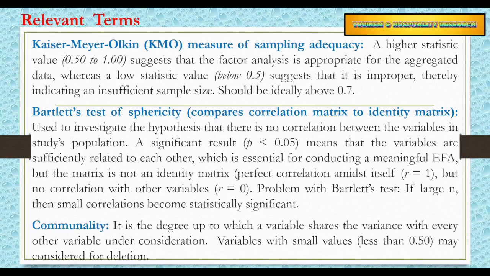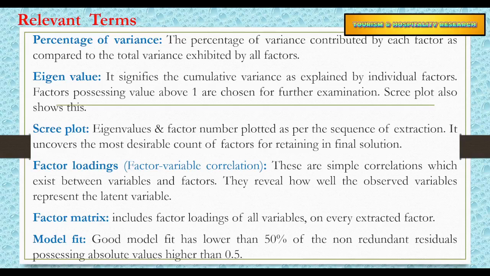Communality, that's the third term. It is the degree up to which a variable shares variance with every other variable under consideration. Variables with small values, that is lesser than 0.50, may be considered for deletion. We will see how it is all done in EFA. For now, let us just concentrate on understanding the meaning of these terms and be acquainted with their names.